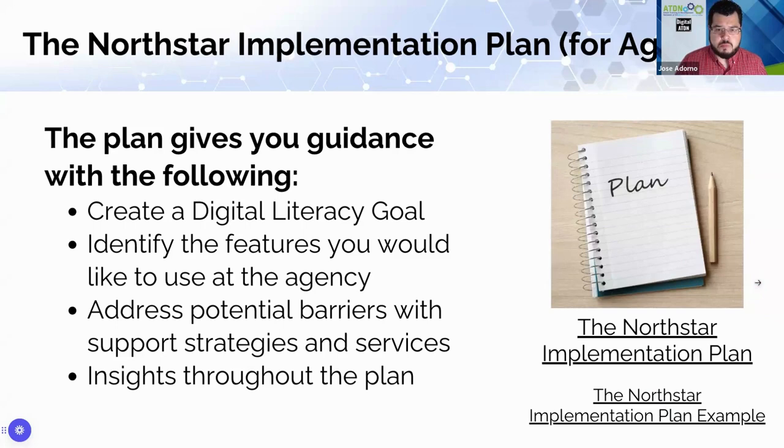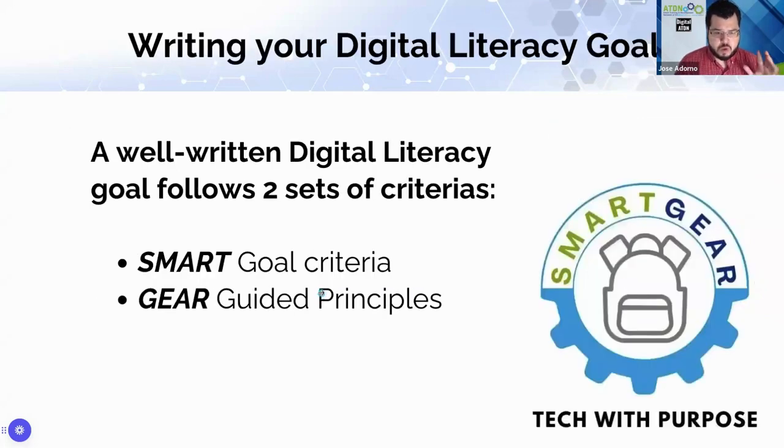You have the example here where I go very specific with different ways that you could use Northstar. However, one of the things that we want to do, even when you're writing objectives, we're talking digital literacy goal. So here it follows two sets of criteria. One is the SMART goal criteria, which a lot of agencies and teachers are familiar with. And then the next one is the GEAR guiding principles. This was presented in an EdTech makerspace over the summer regarding AI, and it was called Camp GPT.